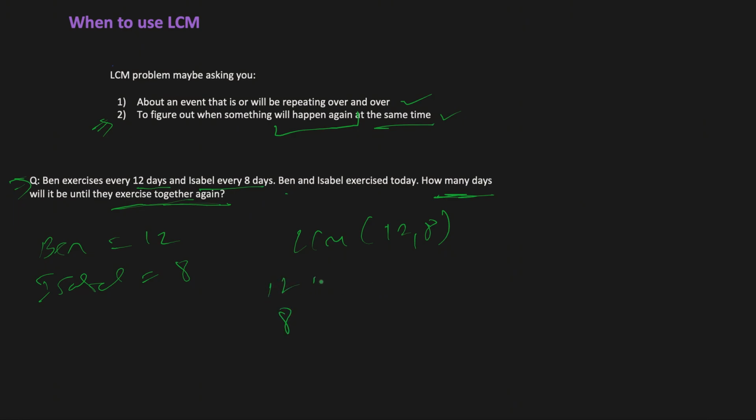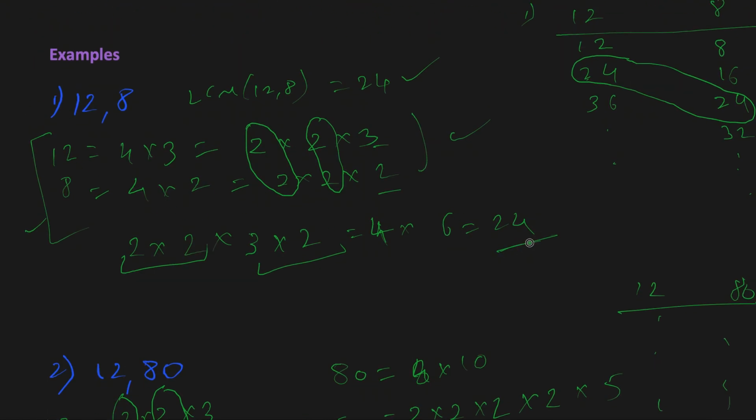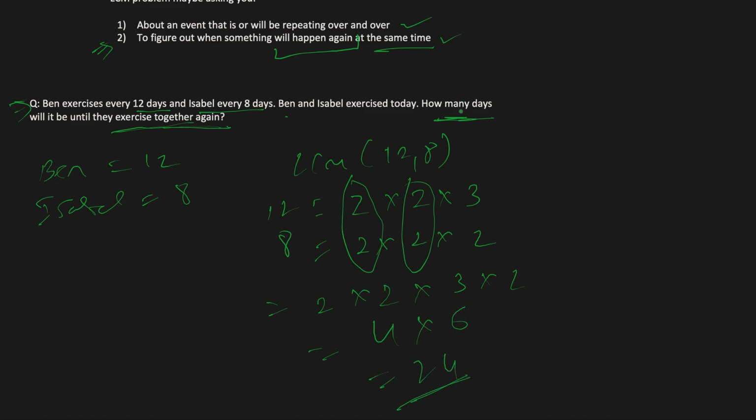And we know from our previous exercise that for 12 and 8, the LCM is 24, or we can solve it again just for fun. So we can write 12 as 2 times 2 times 3, which is 4 times 3, and 8 as 2 times 2 times 2. So we take all the common factors together, and then the rest of the factors, which is 4 times 6, which is 24. So the answer would be, again, in 24 days, both Ben and Isabel will exercise together again. So this is our LCM.